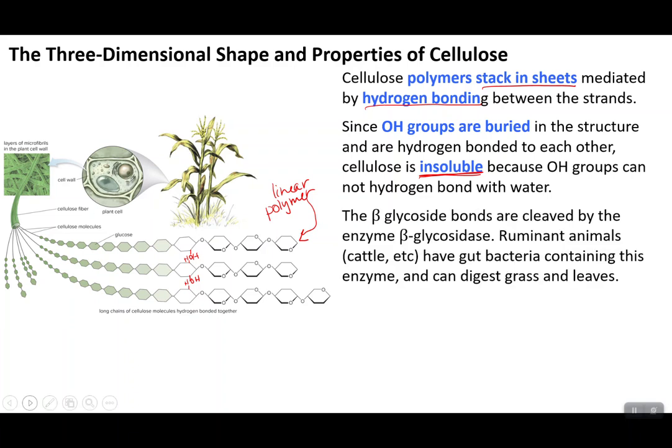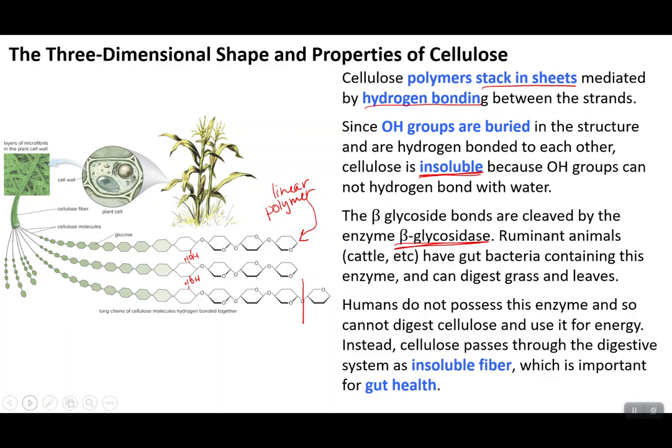Now, beta glycosidic bonds are cleaved by an enzyme called beta glycosidase. This enzyme is present in cattle and other ruminant animals, and that enzyme is present in the gut bacteria in these animals, and that is what allows them to digest these cellulose polymers. They will digest it in the same way, cleaving the glycosidic bond and grabbing that glucose unit. But it turns out that humans don't have that bacteria in the gut. This is why we cannot digest cellulose.